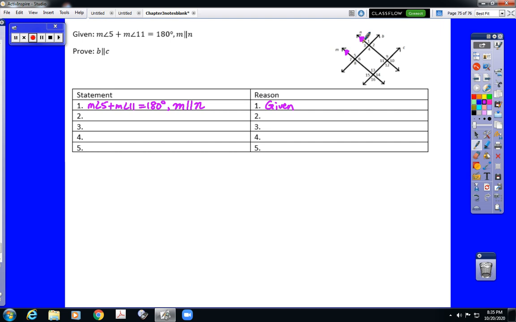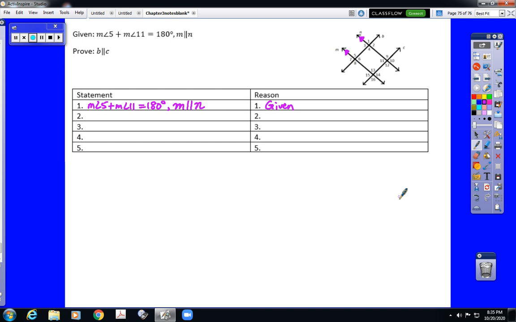What I mean by that is these 8 angles form a transversal set that we can apply rules to, and these 8 angles form a transversal set that we are allowed to perform our theorems and postulates on. We are not allowed to relate these angles or these angles because those would require that we've stated that B and C are parallel, which is actually what we're trying to prove. So, our given includes angles 5 and 11.